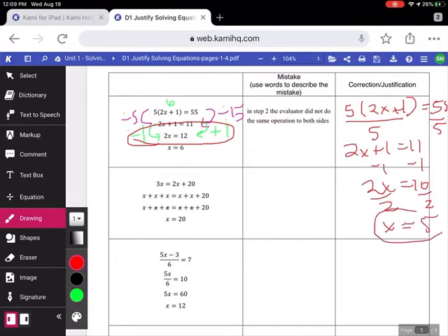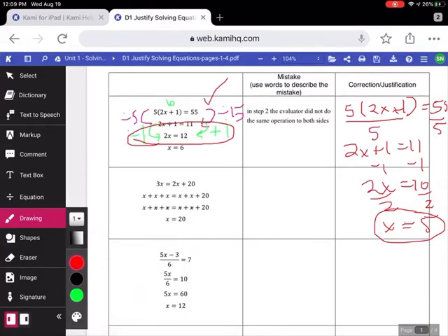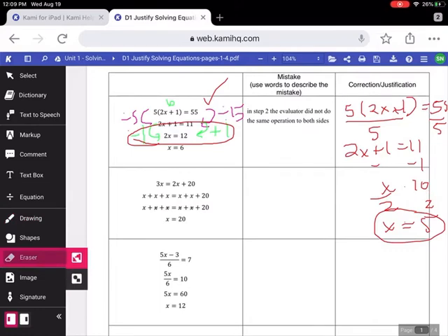We get x equals 5. If I check my answer over here, 2 times 5 is 10, plus 1 is 11, and 11 times 5 does get me 55. So I do have a correct answer right there. Take a picture of that so you can see it later. I've got to erase some things over here so I can work in my other space. So we got x equals 5 in that one.